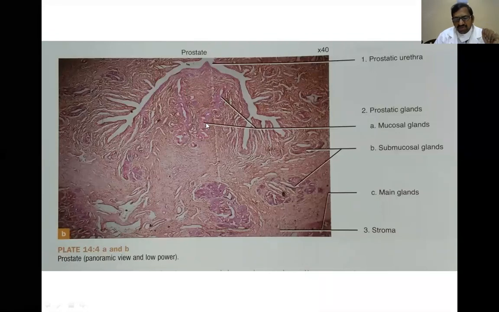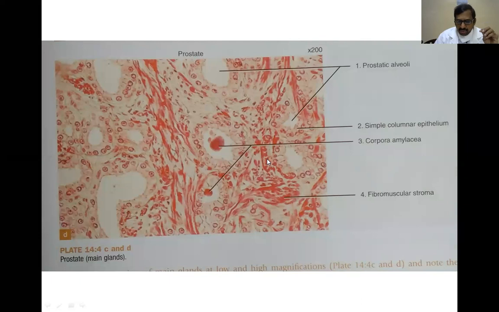There are three types of glands present in the prostate gland. First, smaller glands very close to the center of the gland; they are the mucosal glands. Outside these, there are the submucosal glands. And finally, the main prostatic glands.